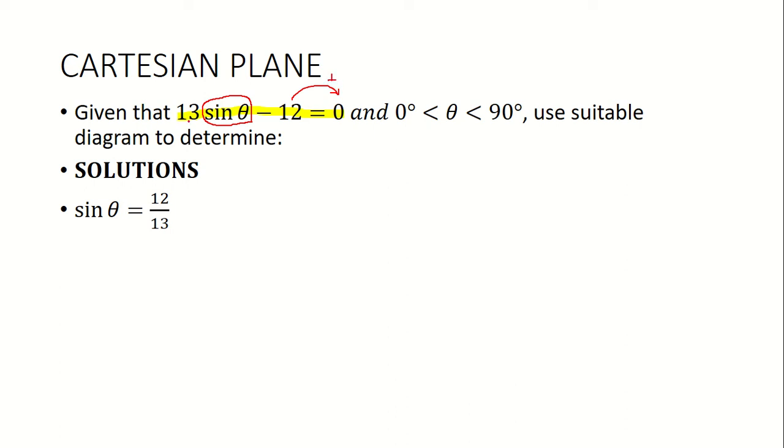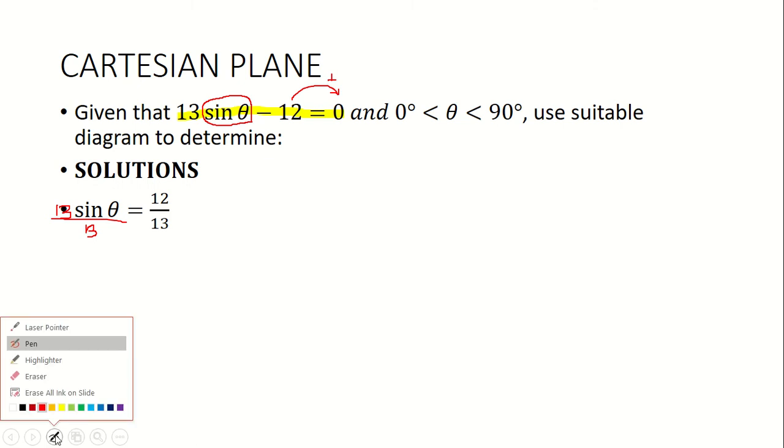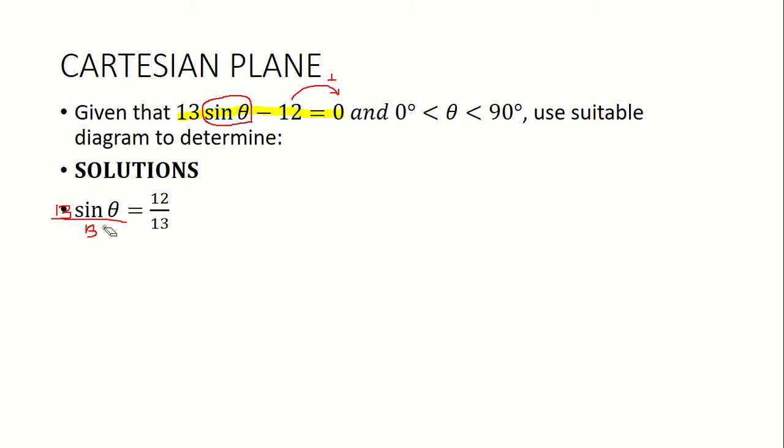So this side I'll be left with 13 sine theta is equal to 12, and for me to get rid of this 13, I'll have to divide both sides by 13. Hence I've got sine theta is equal to 12 divided by 13. Immediately when you're done with this, please make sure you draw your diagram.